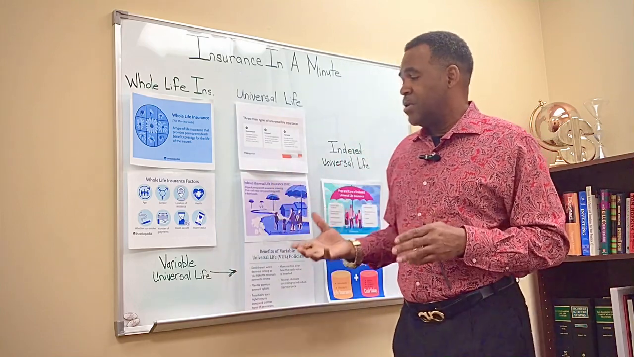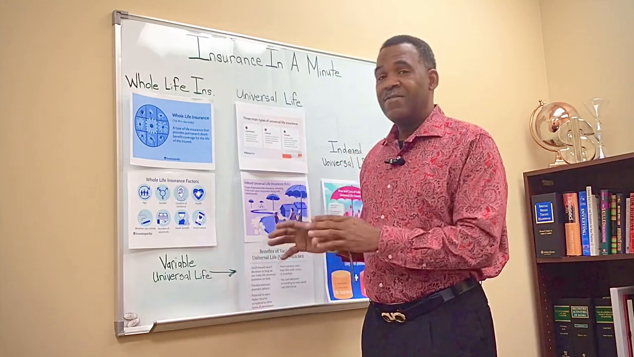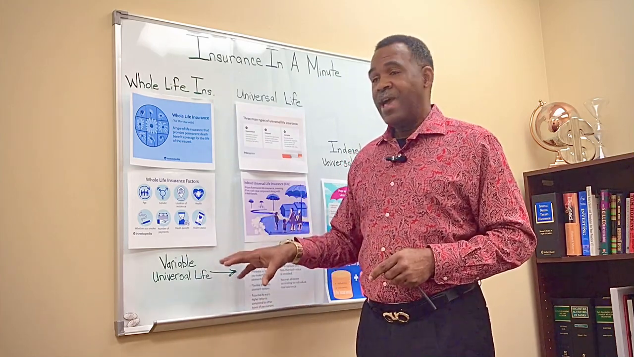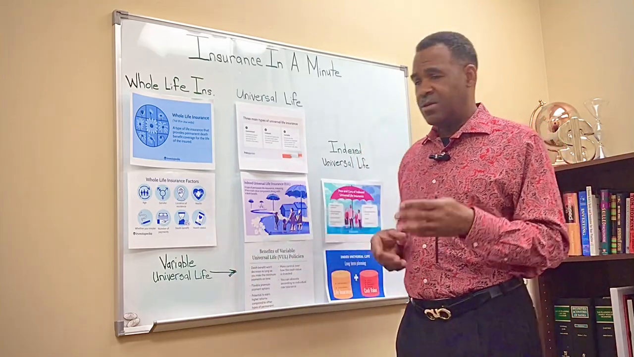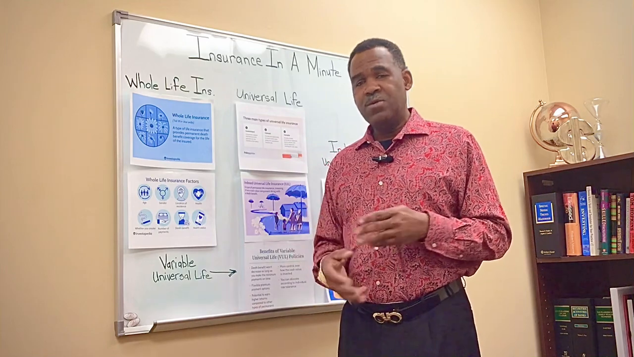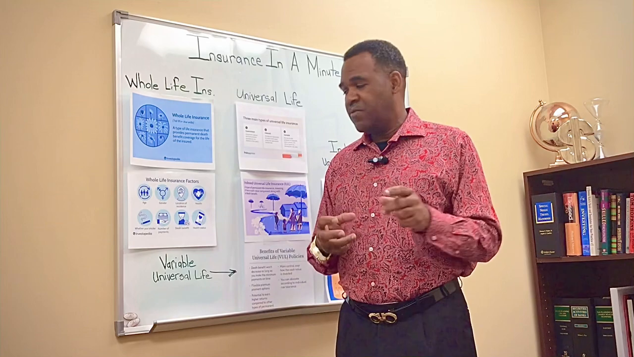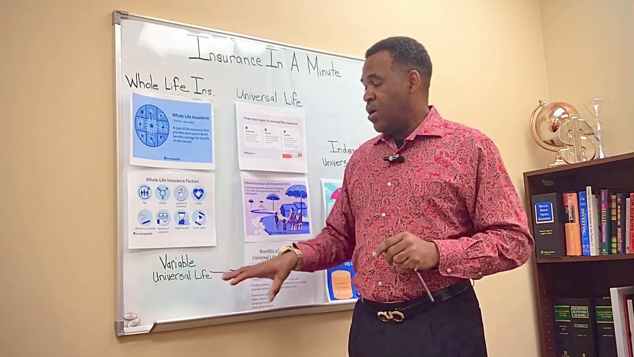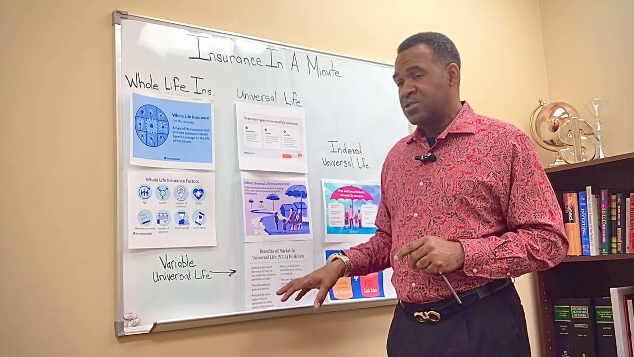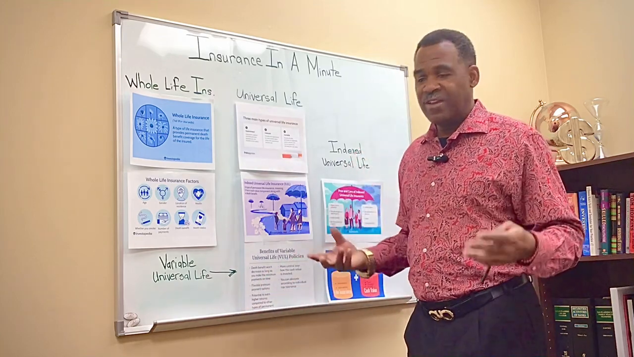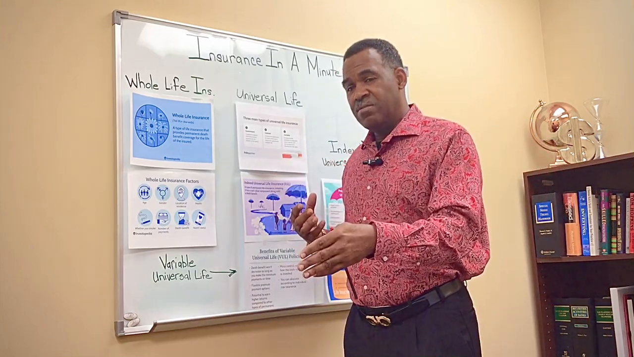Now, the next kid on the block is the variable universal life insurance. Again, it's a life insurance policy that will allow you to invest in mutual fund subaccounts. It's just like the Fidelities, the T. Rowe Prices, and Oppenheimers. All of these different mutual fund subaccounts are in the variable universal life insurance policy. These policies have death benefits, flexible premiums, and the advantage of investing in mutual funds.